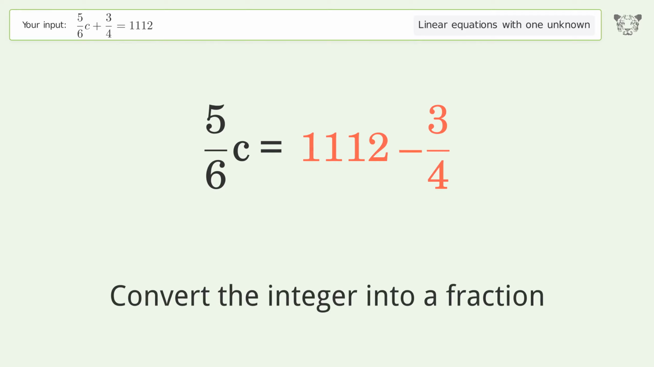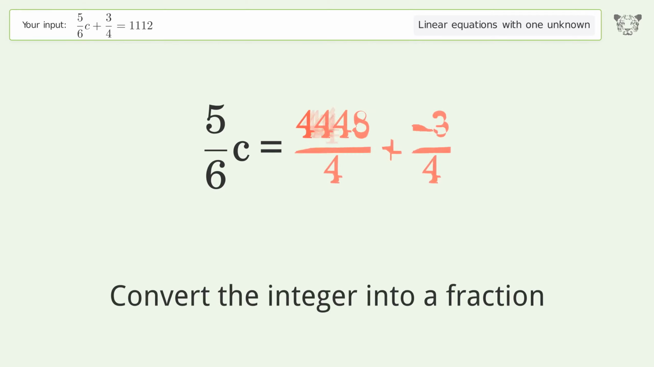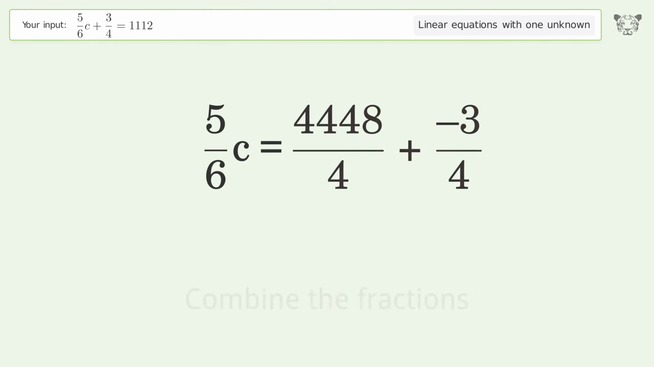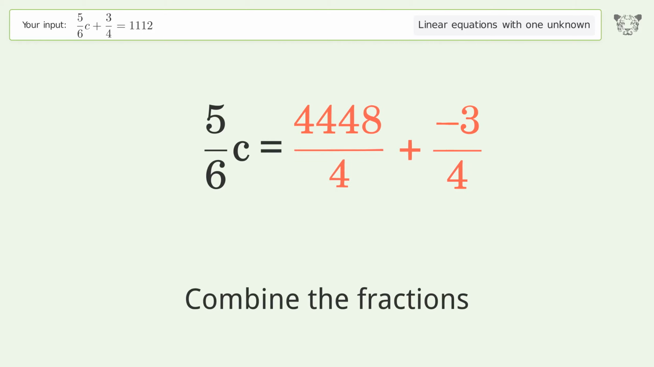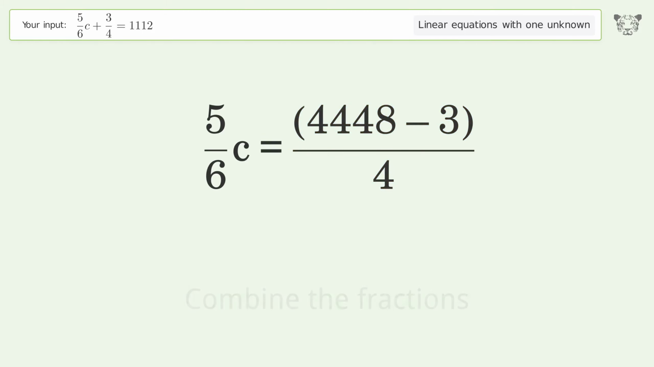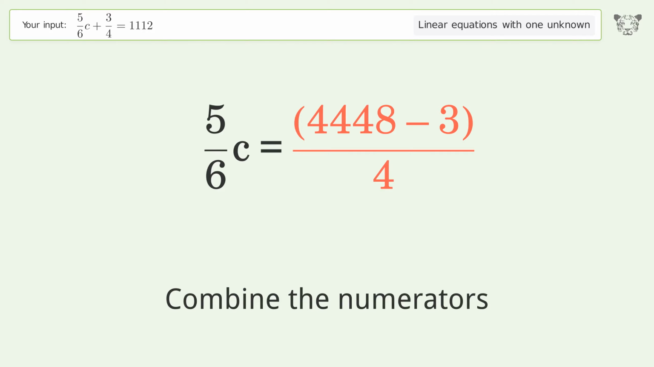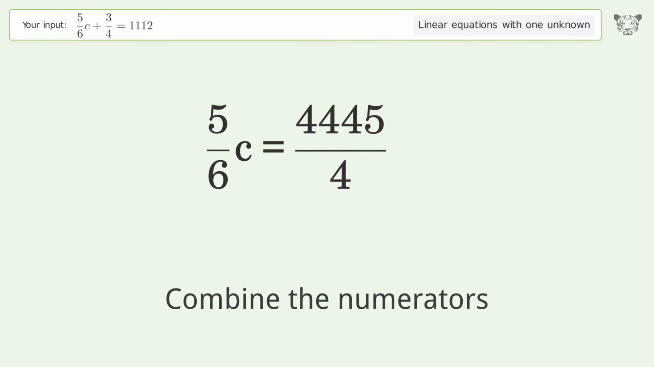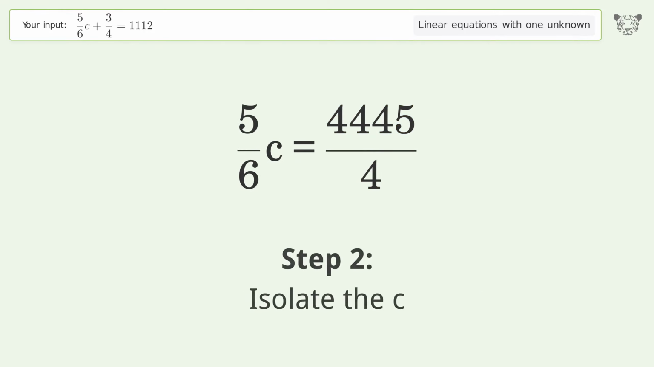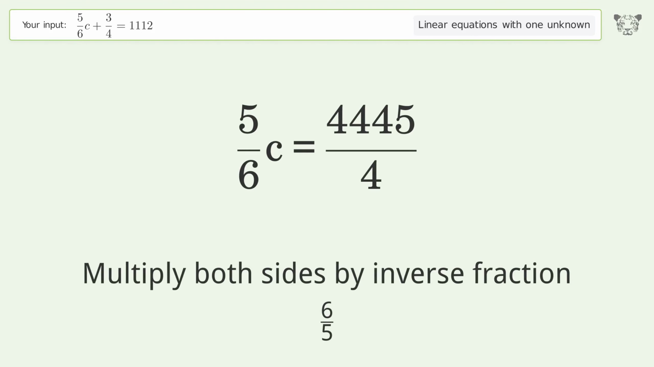Convert the integer into a fraction. Combine the fractions. Combine the numerators. Isolate the c. Multiply both sides by inverse fraction 6/5.